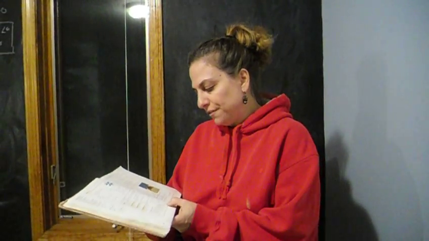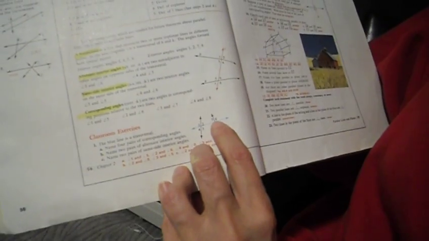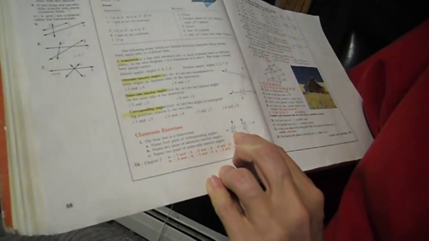Number 1, the blue line is a transversal. Name 4 pairs of corresponding angles. So angle 1 and angle 5 are corresponding right here. 2 and 6 are corresponding right there. 4 and 8 are corresponding, and 3 and 7 are corresponding. The blue line is the transversal. 2 pairs of alternate interior angles. If you look here, 2 and 8 are alternate interior, and 5 and 3 are alternate interior. And then same side interior would be 3 and 8 and 2 and 5.